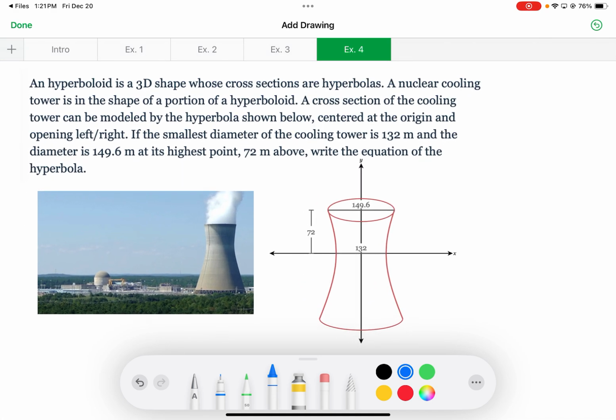is an application of a hyperbola. Here we have a hyperboloid, a 3D shape whose cross sections are hyperbolas. And these can show up in nuclear cooling towers. You ever seen these before?